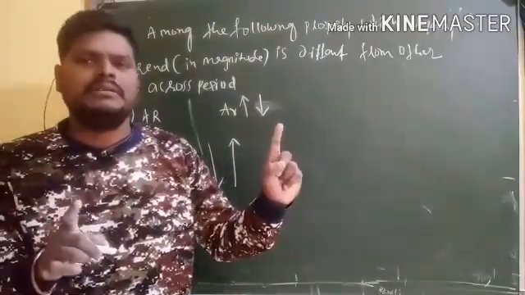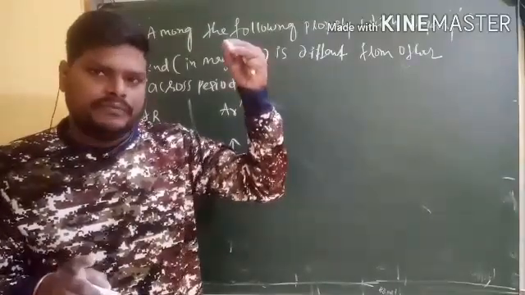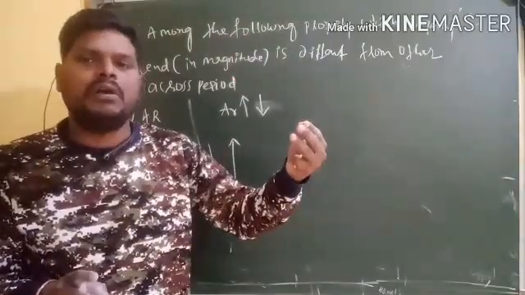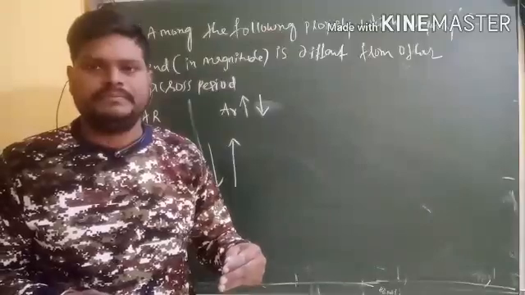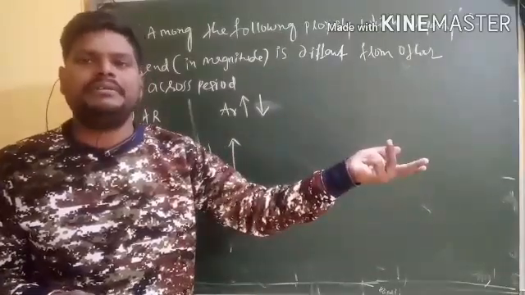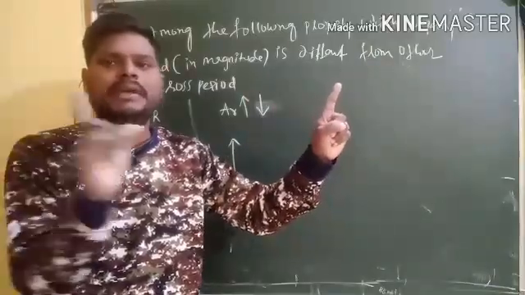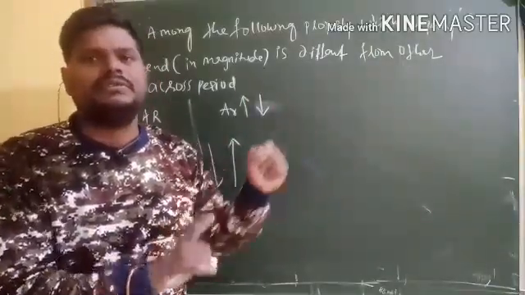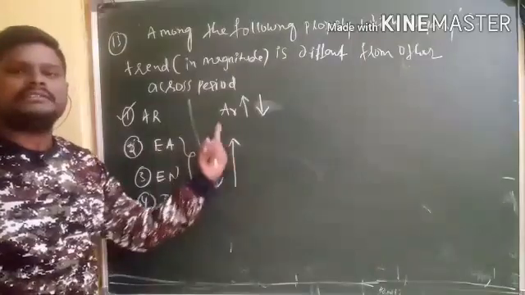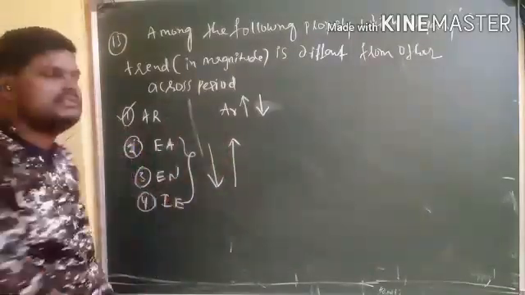Across period means, for a group you always have to follow top to bottom. For a period you should always follow left to right. So left to right, atomic radius will decrease and all these properties increase. So that's why option 1 is the correct one.